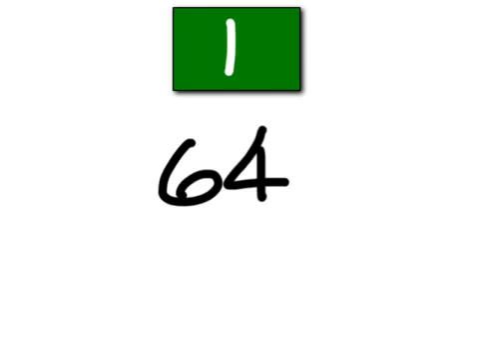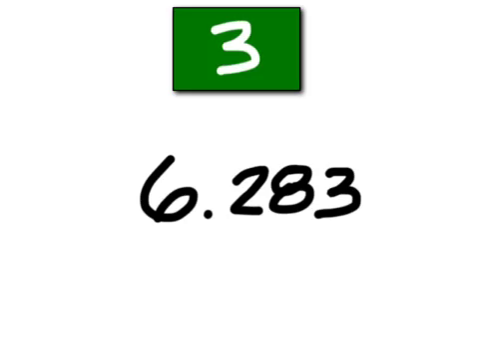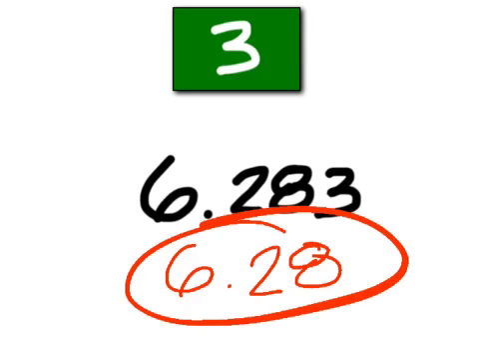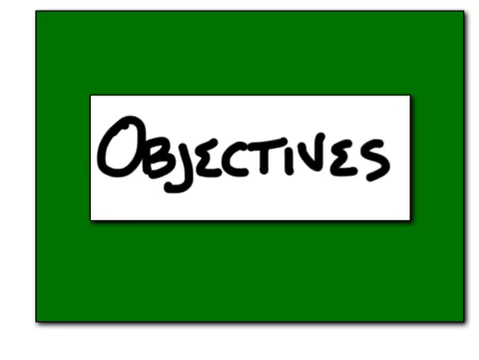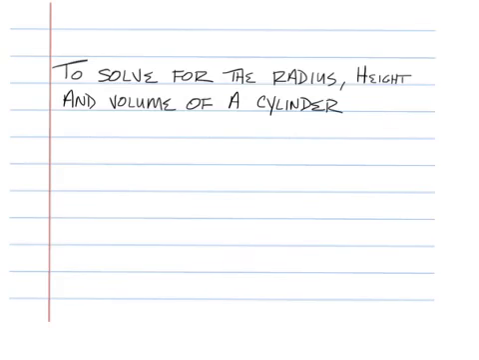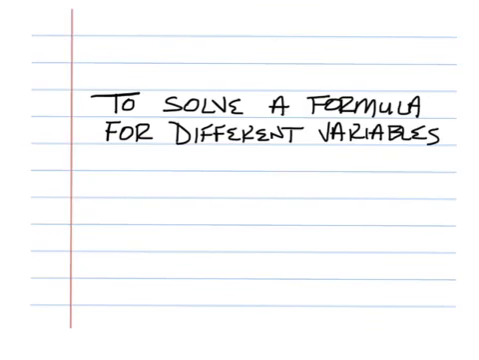Extra credit answers. Number 1 is 64. 2 is 8. 3 is 6.28 rounded. And 4 is 282.6. Objectives for today. To solve for the radius, height, and volume of a cylinder. Learning targets. You must be able to solve a formula for different variables.